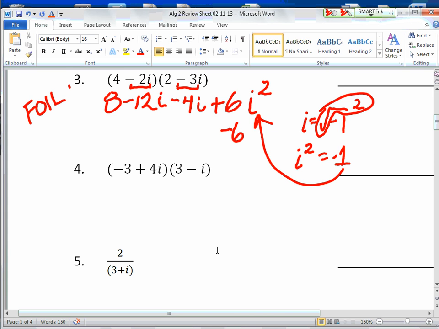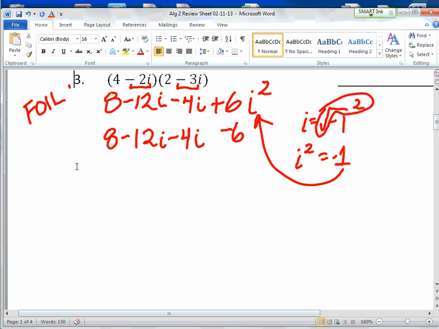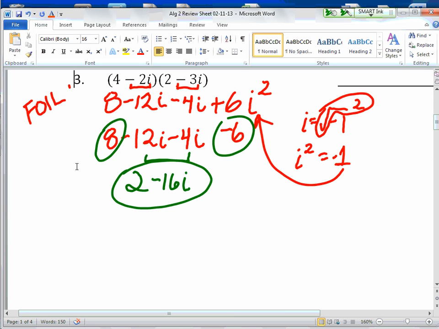Okay, so let's just rewrite what we have. I'm just going to give us a little bit more room here. So then let's combine the pieces of information that have i with them to give us -16i. And we also have to combine -6 and 8 to give us 2. So that's our answer for number 3.